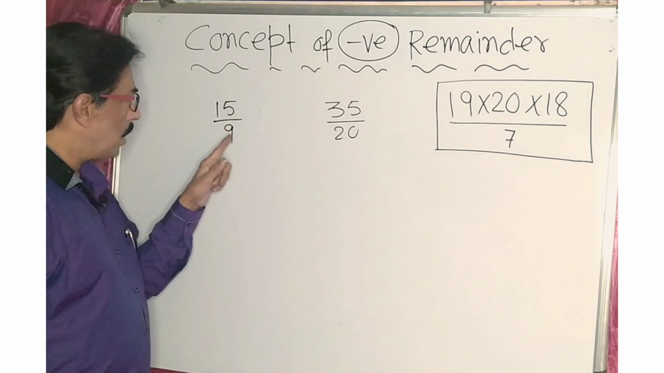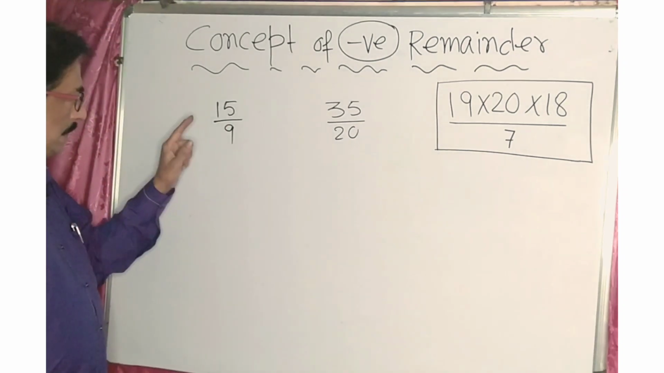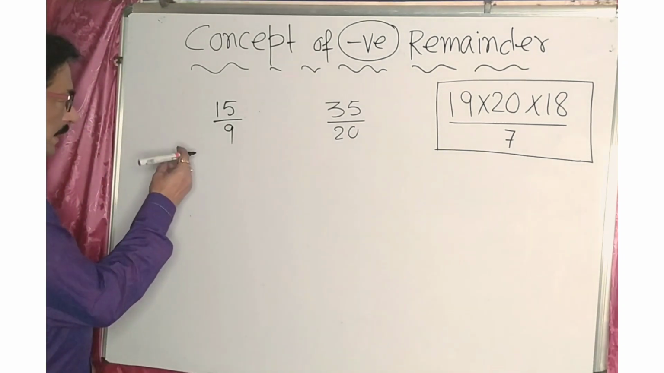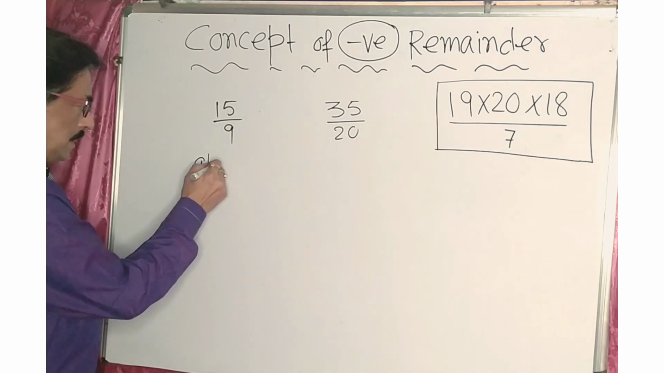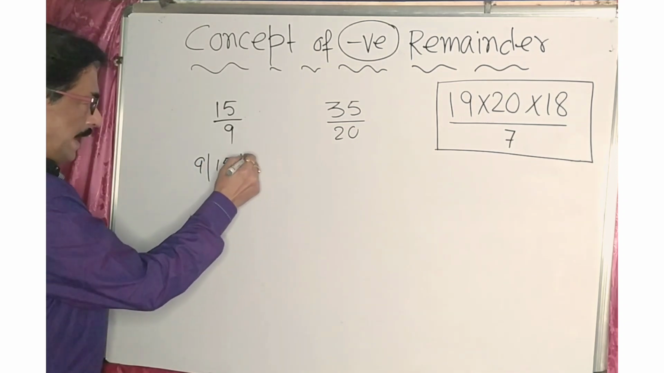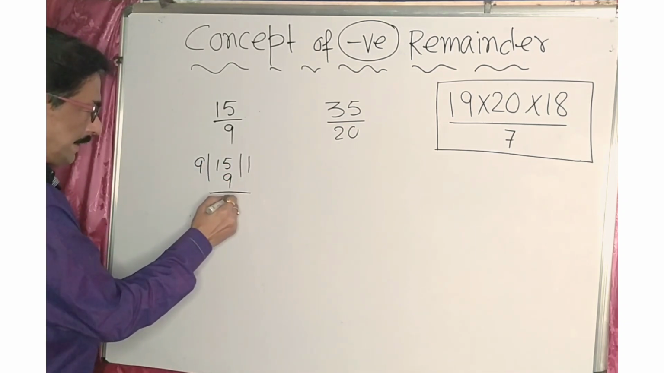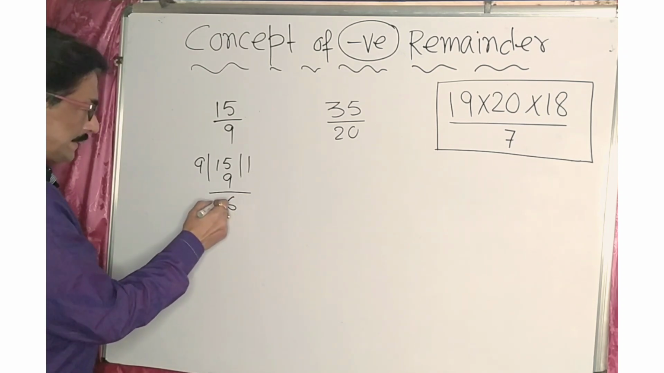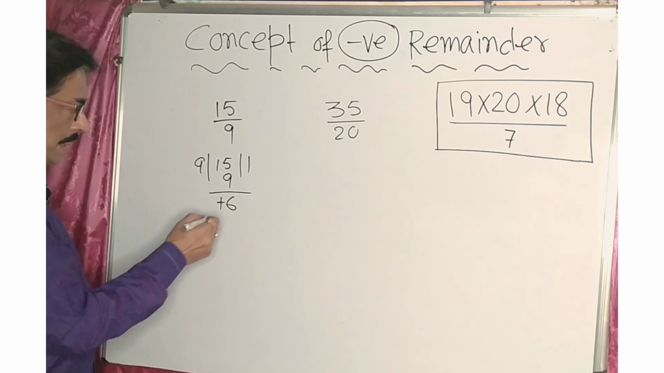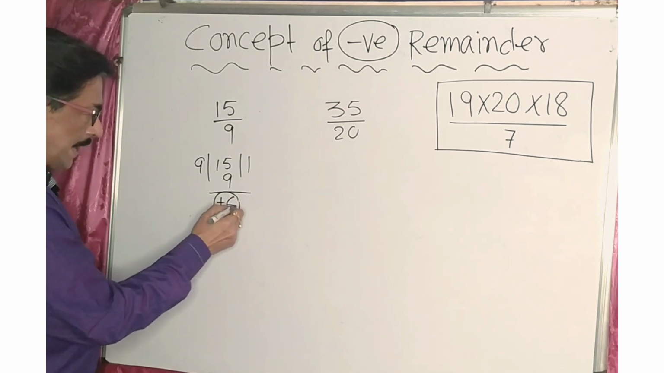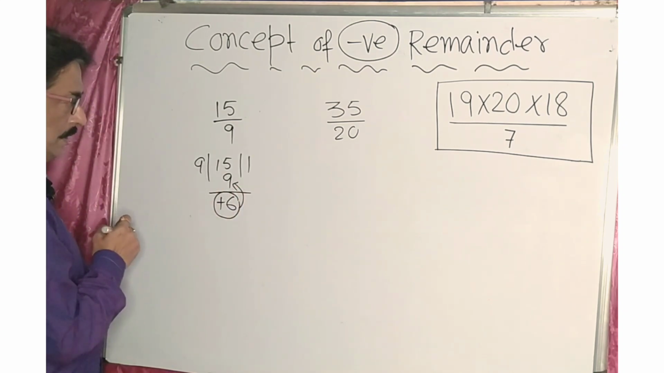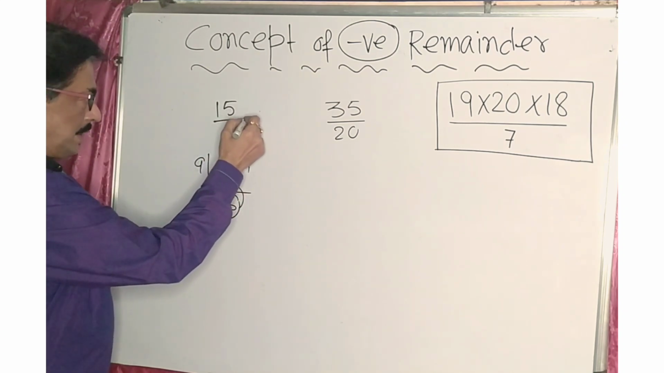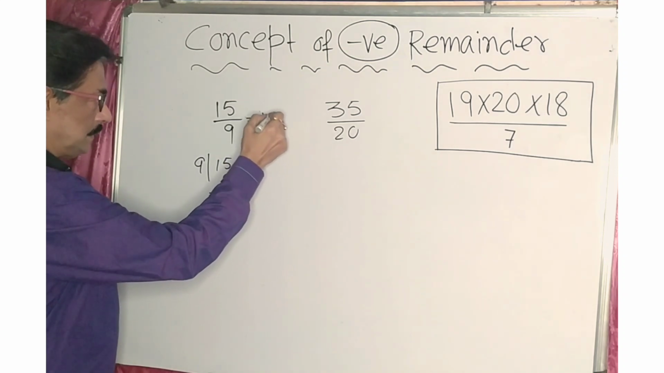Now, observe one example. 15 by 9. For the normal case, we can divide 15 by 9. 9 ones are 9. We can write 6 as the remainder. And 6 is called the positive remainder. Why? When 6 is added to 9, we get 15. So we can write 15 by 9, the positive remainder is 6.